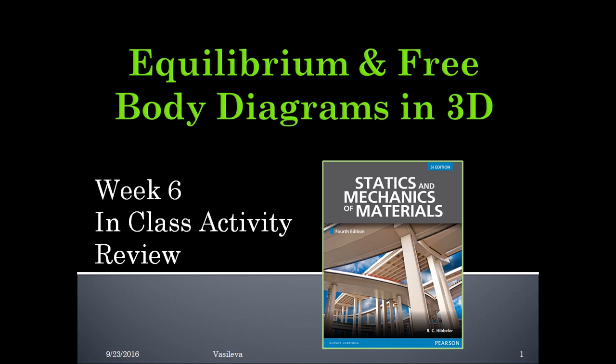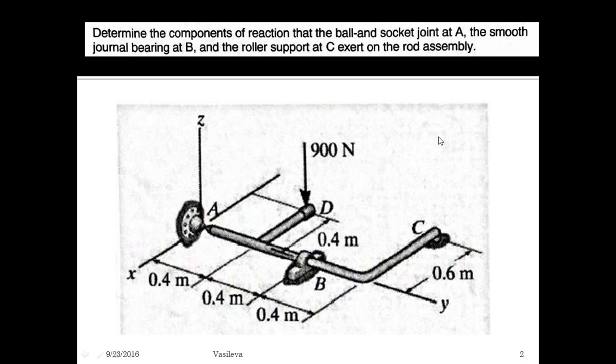So a lot of you were struggling with the in-class activity in 3D, so we're going to do a quick review of that. The question was, determine the components of reaction that the ball and socket joint at A, the smooth journal bearing at B, and the support at C exert on the rod assembly.